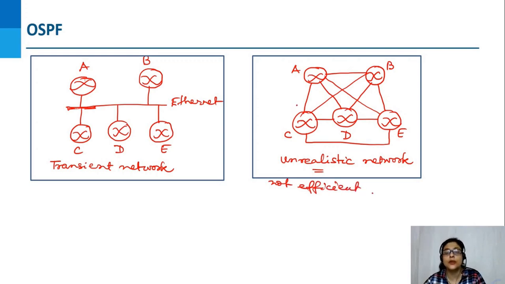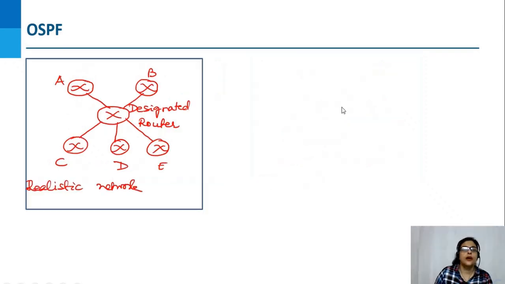Why is this unrealistic? Because we can see here that all the routers are connected to all other routers. Let us look at this router. C is directly connected to E, and C can be indirectly connected to E via node D. So this is very much unrealistic, and it is not efficient because the router will be confused as to which way to route the data. Rather, this is a realistic transient network where we have a designated router in between. It forms a star type of network, and all other networks can be connected to it.